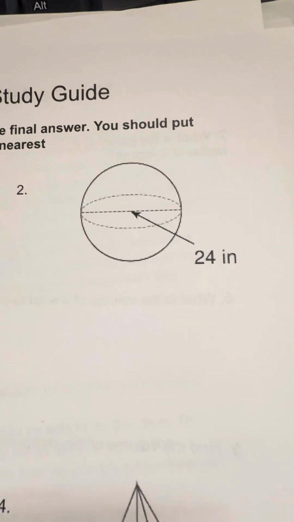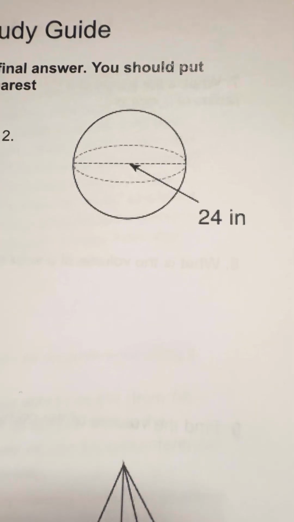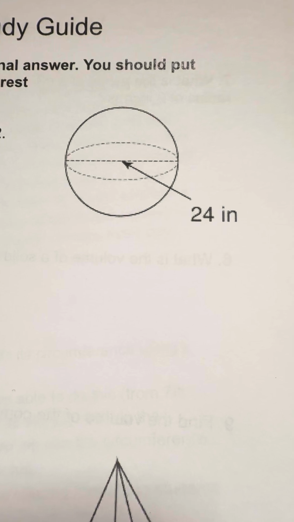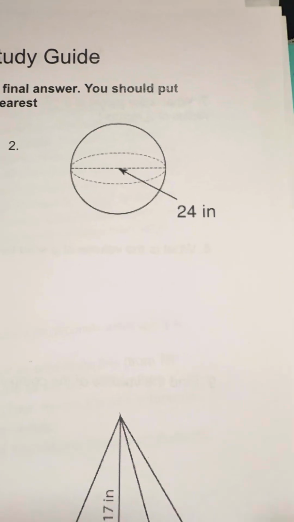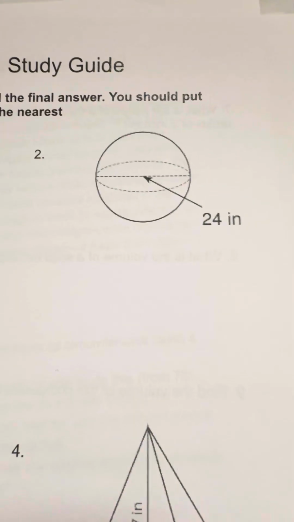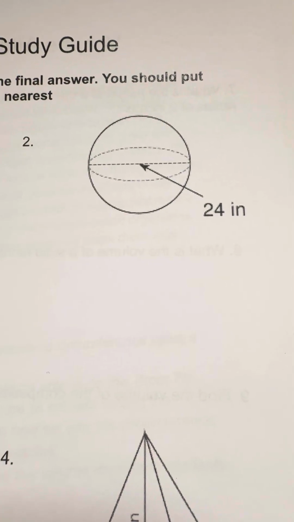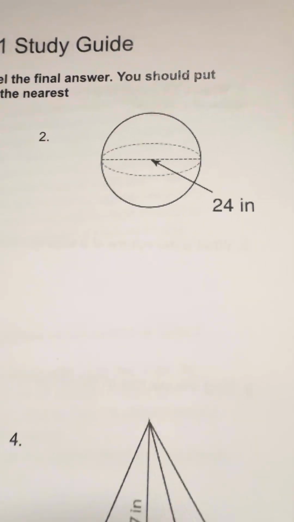Hey everybody, I'm back doing some more spheres. We're talking about getting the answers in exact form as well as rounded to the nearest tenth. So volume it is, we have a diameter right here of 24. I know it's a diameter because it's pointing all the way from one side to the other through the center. Otherwise, if it was a radius, it would just be pointing from the center to the outside. So we're going to use our formula.